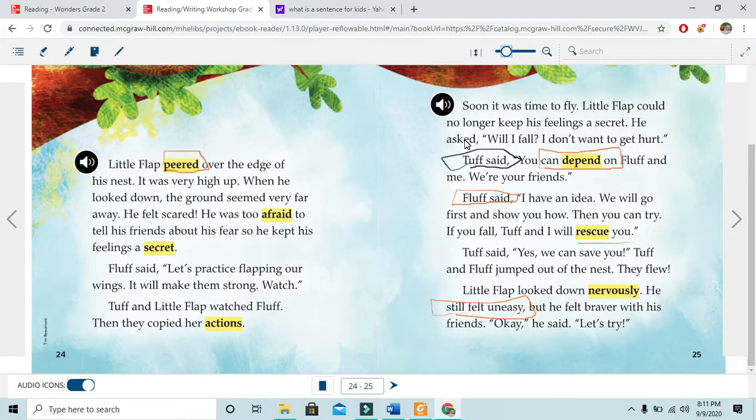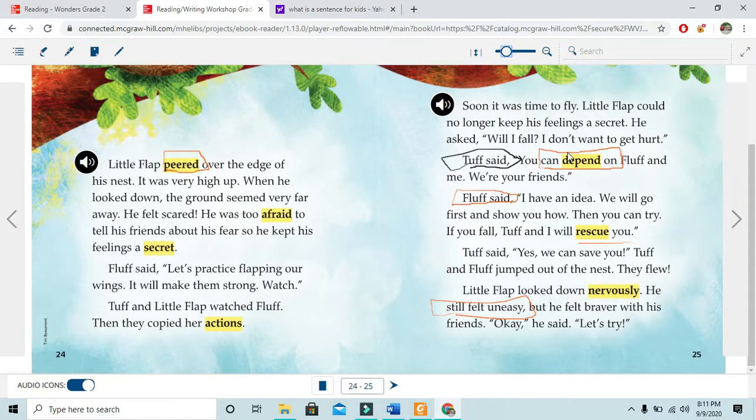He asked, "Will I fall? I don't want to get hurt." Tuff said, "You can depend on Fluff and me. We're your friends." Fluff said, "I have an idea. We will go first and show you how. Then you can try. If you fall, Tuff and I will rescue you." Tuff said, "Yes, we can save you." Tuff and Fluff jumped out of the nest. They flew.